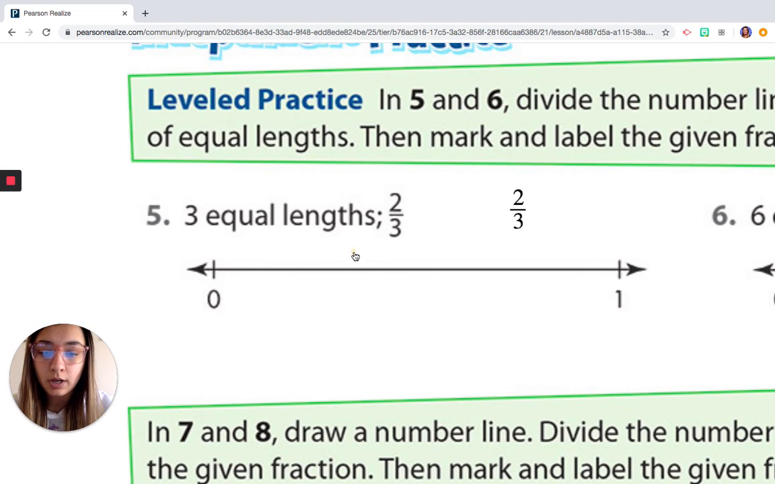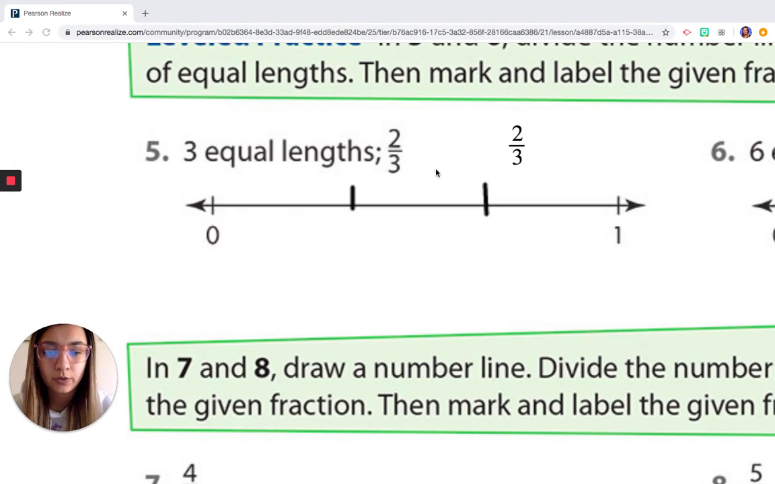Here is 1. That's 1. And I'm going to draw another one. So now I have 3. 1, 2, 3. And it wants me to label my 2/3. So I know that this is 0. This would be 1/3. The next one would be 2/3. So that's where I'm going to label.